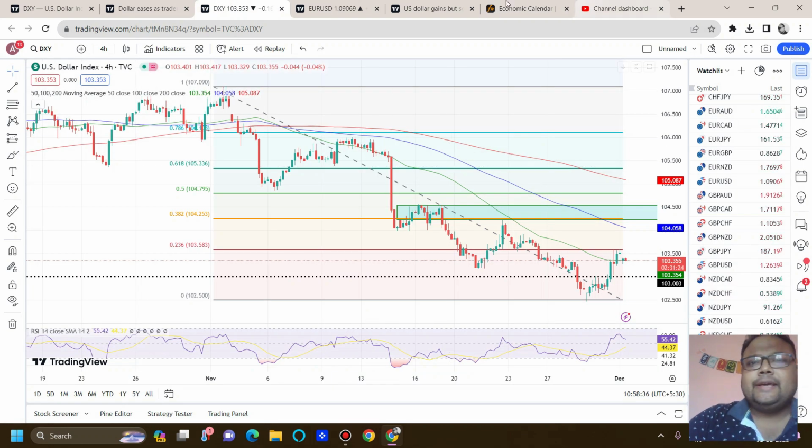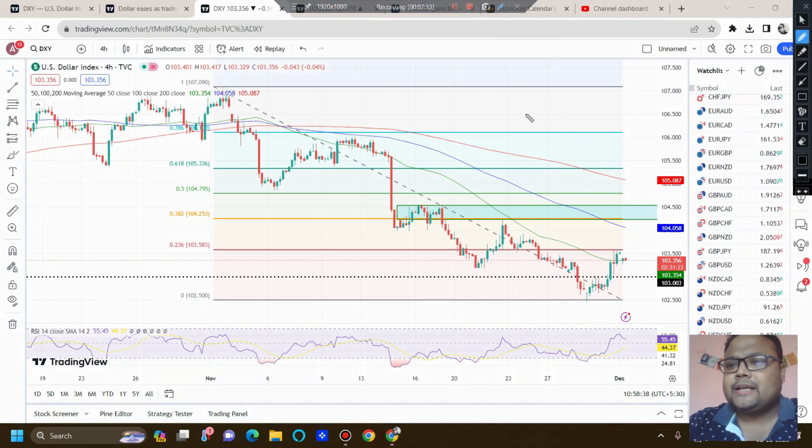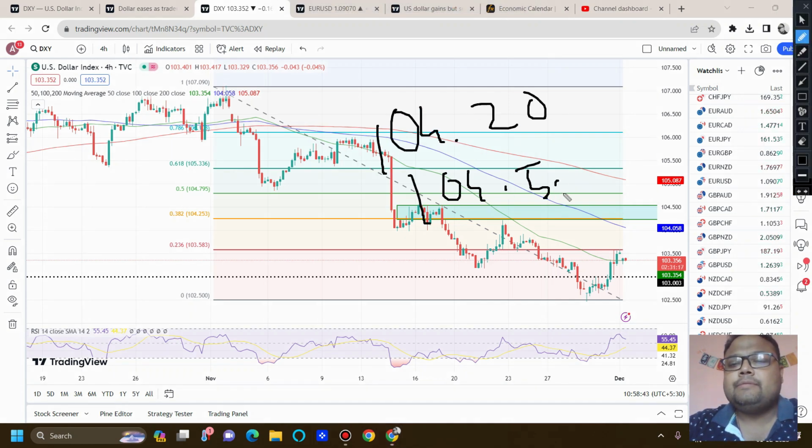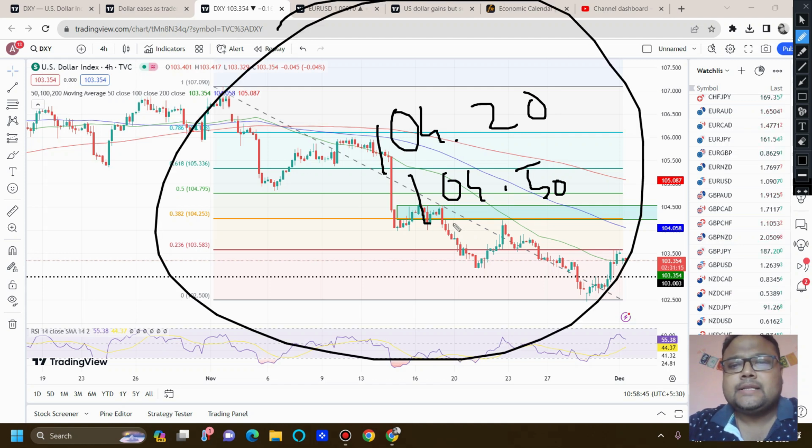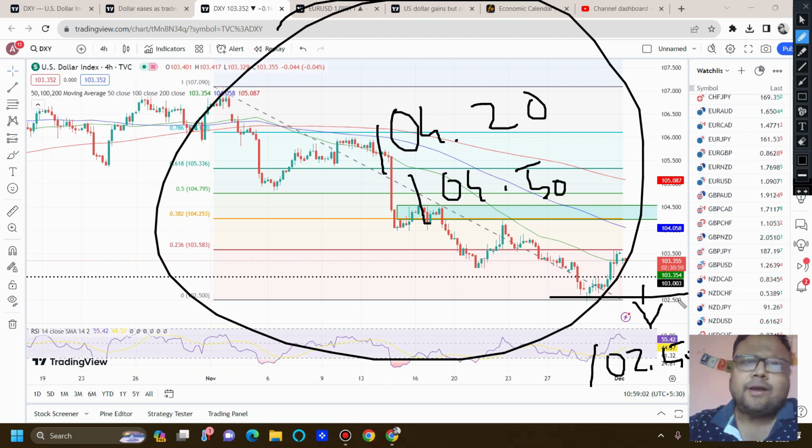So if we look at the chart of DXY, then if DXY shows upside, we can expect that 104.20 to 104.50 will be the resistance, and this should work as the weekly resistance, or market should close below this level. And in case market breaks 102.50, we can consider that market will be going down. Overall, the structure is down, so obviously we can expect that market will be going down. But if market breaks 102.50, it will be a confirmation that market is going down or market is heading towards 100 level.